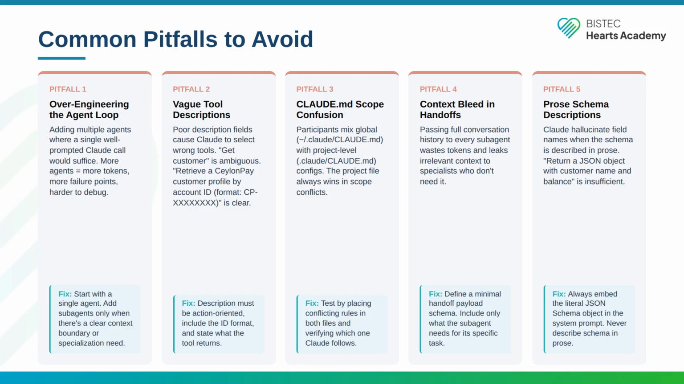Prose schema descriptions in system prompts cause Claude to hallucinate field names and invent additional fields it believes would be helpful. Always provide the literal JSON schema object. Never describe the schema you want. Show it.